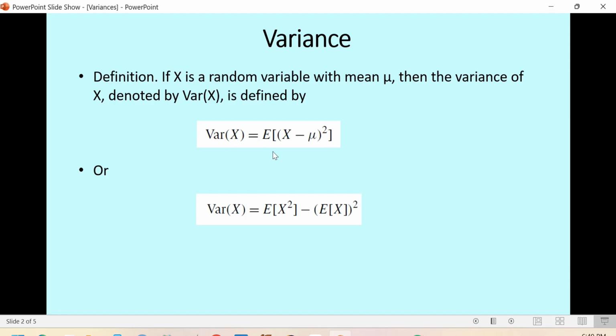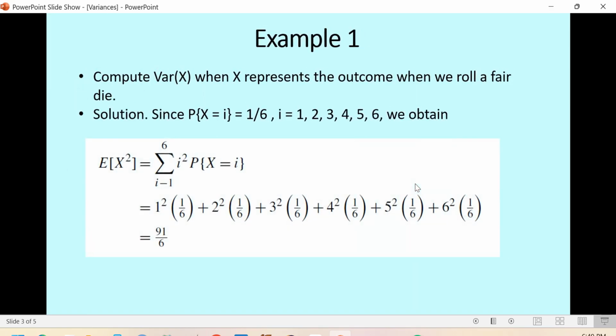This is the definition, and in practice we can also use this formula to calculate the variance of a random variable: the expectation of the square of this random variable minus the square of the expectation of this random variable. In some situations, this approach will be easier to calculate. Next we show two examples.